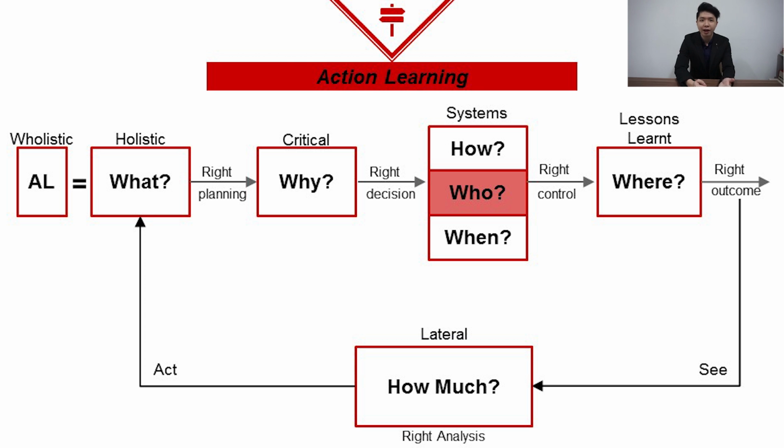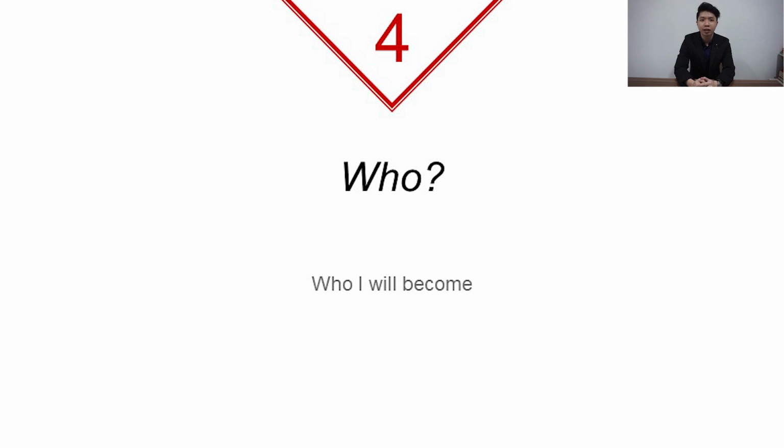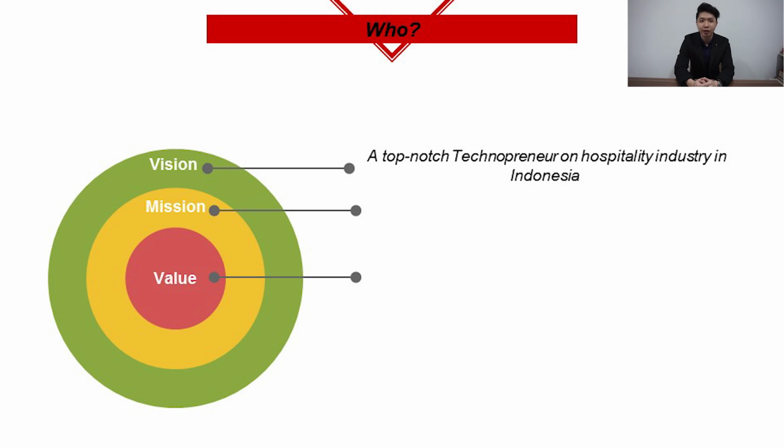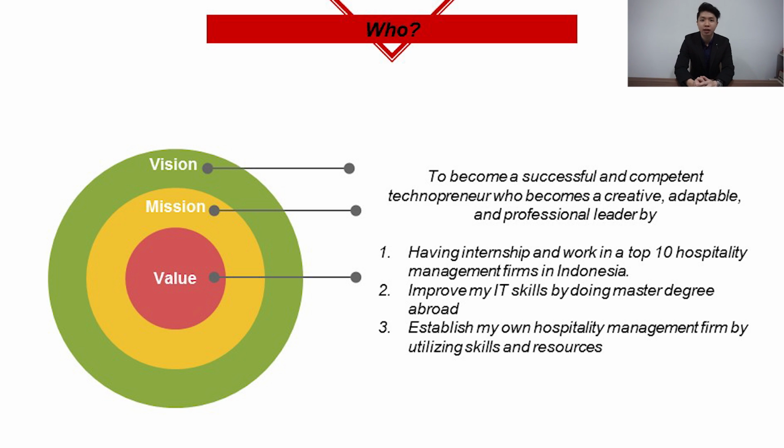In answering the who, I have asked the question of who I will become. In the who, I have aligned my vision, mission, and values. My vision is to become a top-notch technopreneur in the hospitality industry. To accompany my huge vision, I also need to implement my mission, which is to become a successful, competent technopreneur who becomes a creative, adaptable, and professional leader.